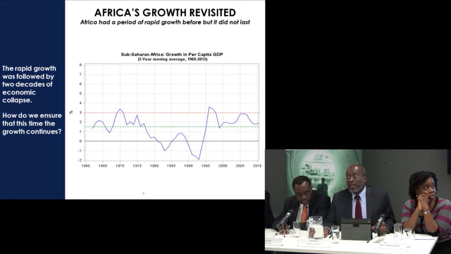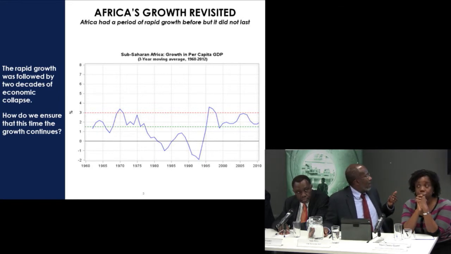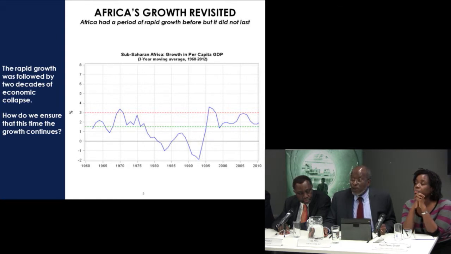So we're saying that, but then look at what happened in the middle, end 70s to about the beginning of the 90s. We had a growth collapse.